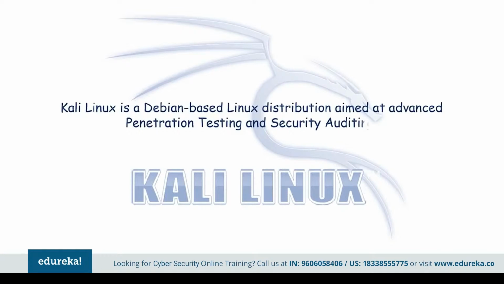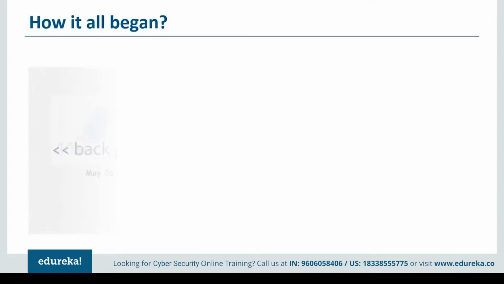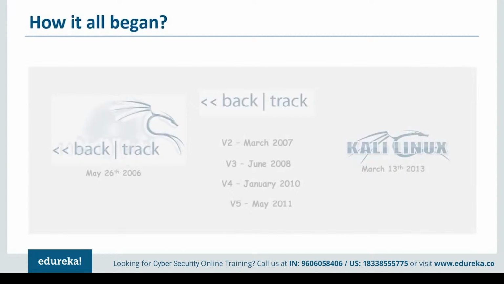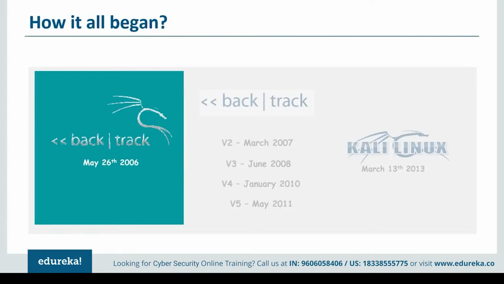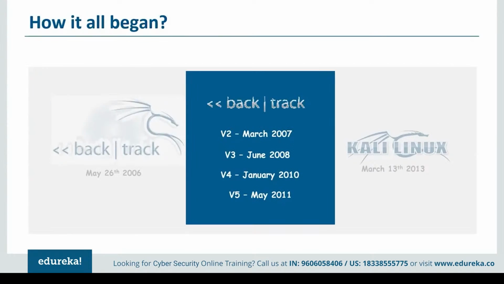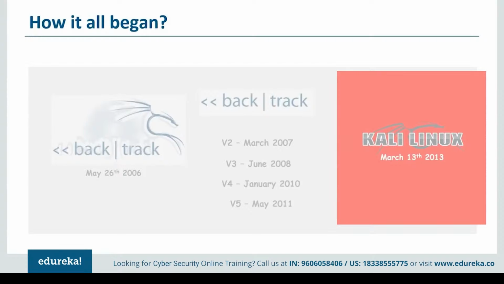Now you might be wondering what Backtrack is, right? Backtrack was a Linux distribution that focused on security. It was used for digital forensics and penetration testing. Its first version was released on May 26, 2006. And in the subsequent years, different versions of Backtrack were released with updates and advanced features. And finally, in March 2013, the Offensive Security team rebuilt the entire Backtrack architecture around the Debian distribution and released it under the name Kali Linux. So that's how Kali Linux came into existence.